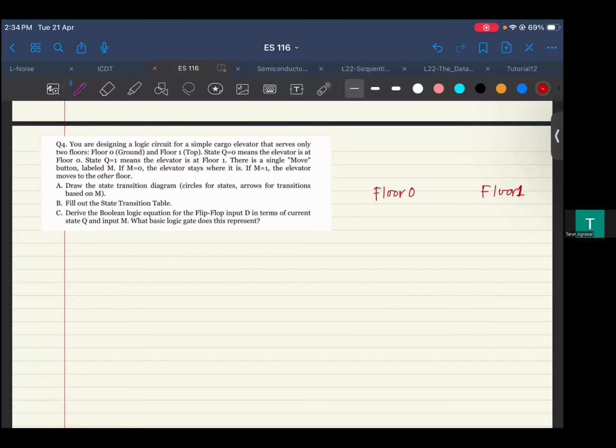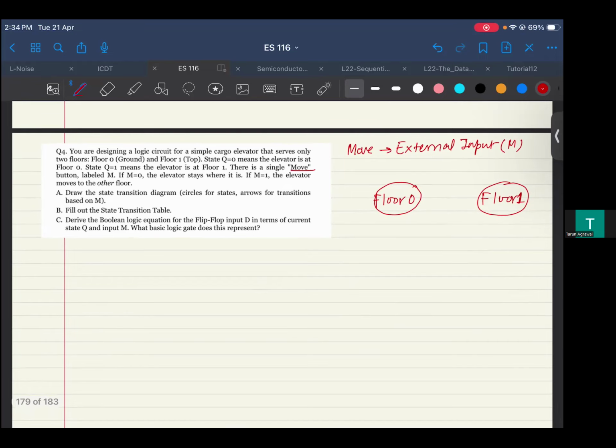Now, what is happening is when you have an external input, which is m. So move here is an external input, which is m. Then what happens is if m is 0, we can now draw this like a state diagram, which we also discussed in the class today. State diagram is a way to understand or represent the user information. Whatever the user is saying, I'm going to implement on the state diagram. From the state diagram, I will go to the state table.